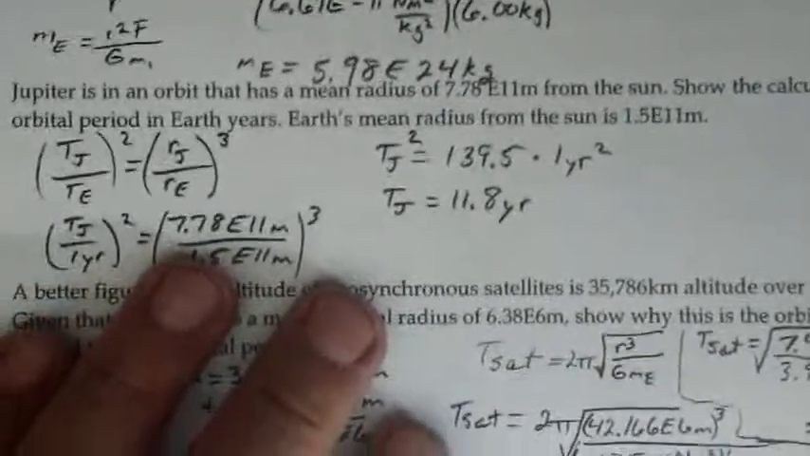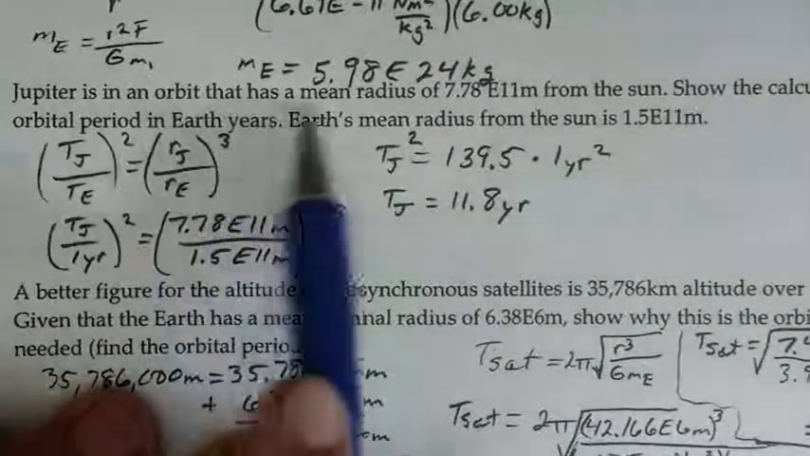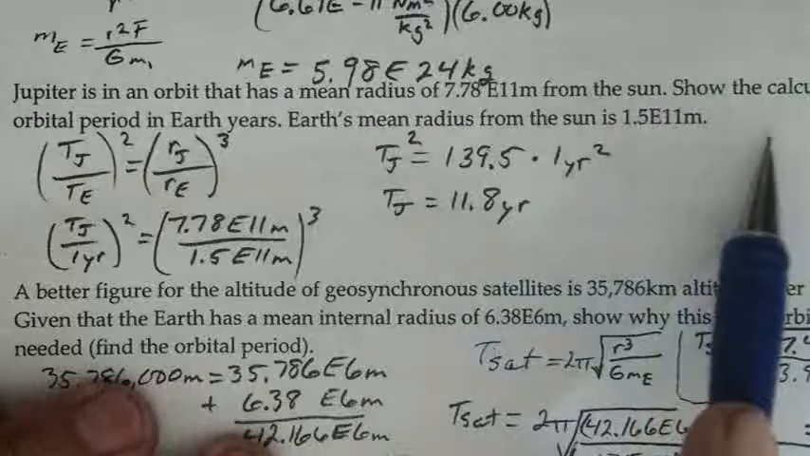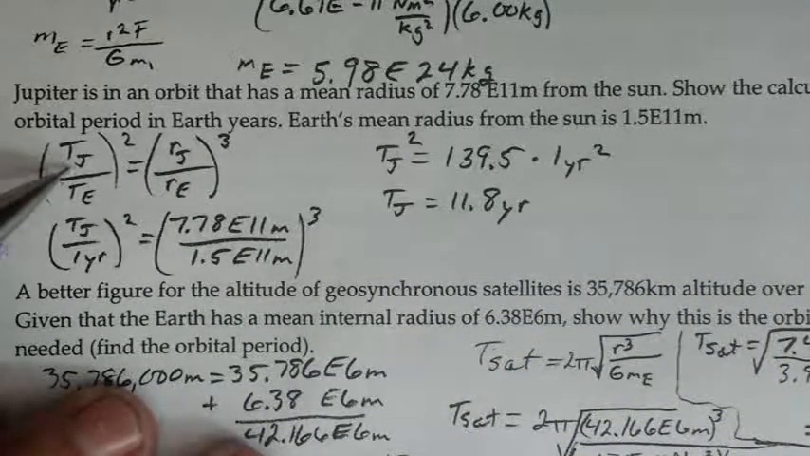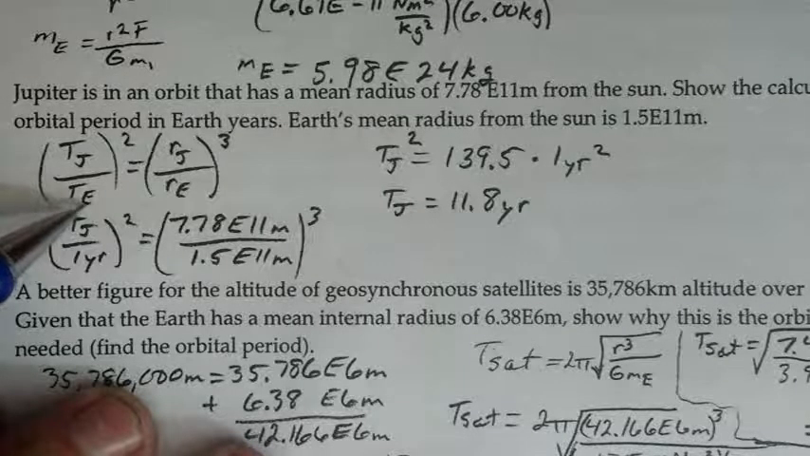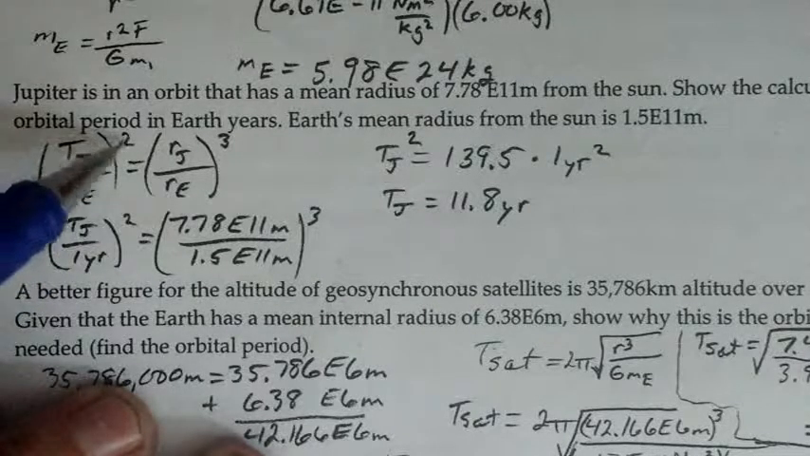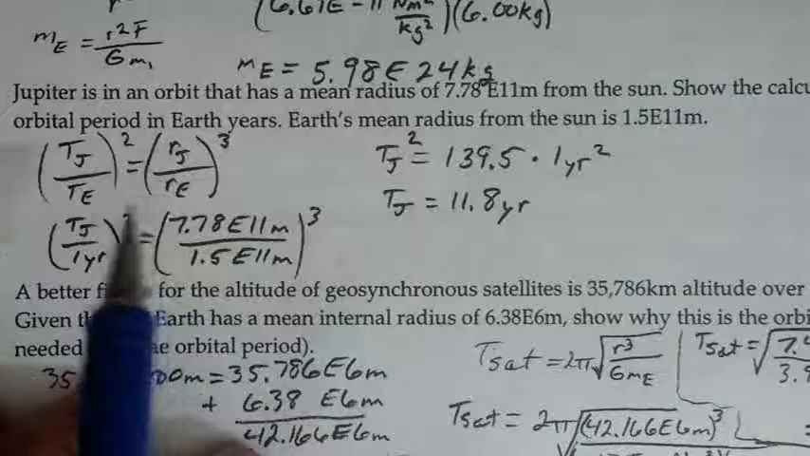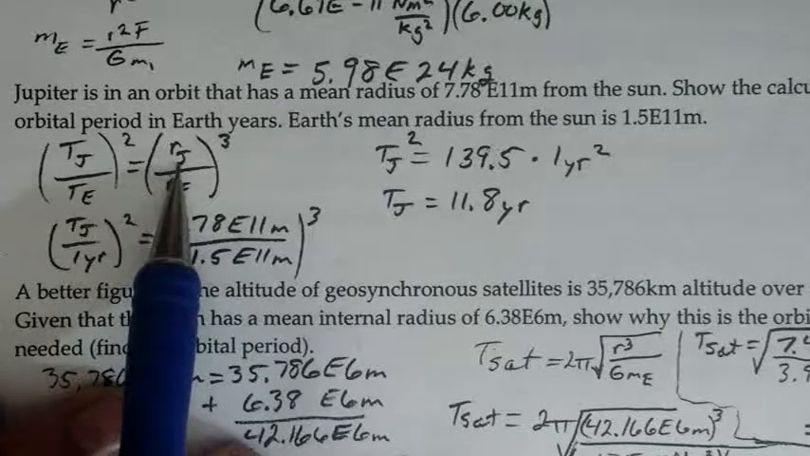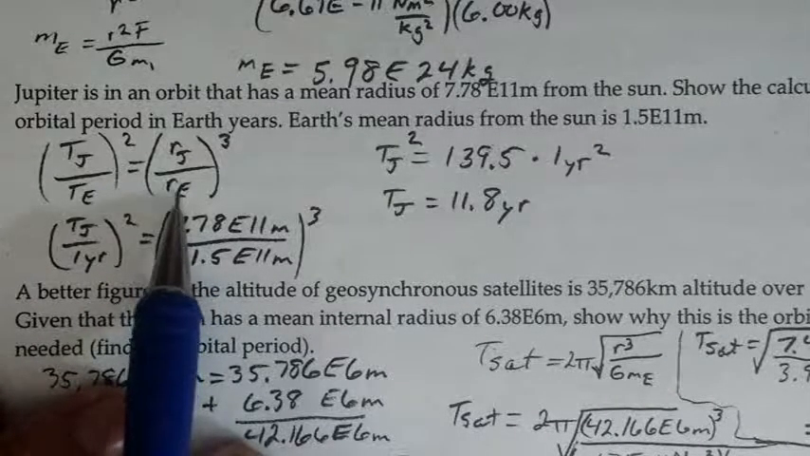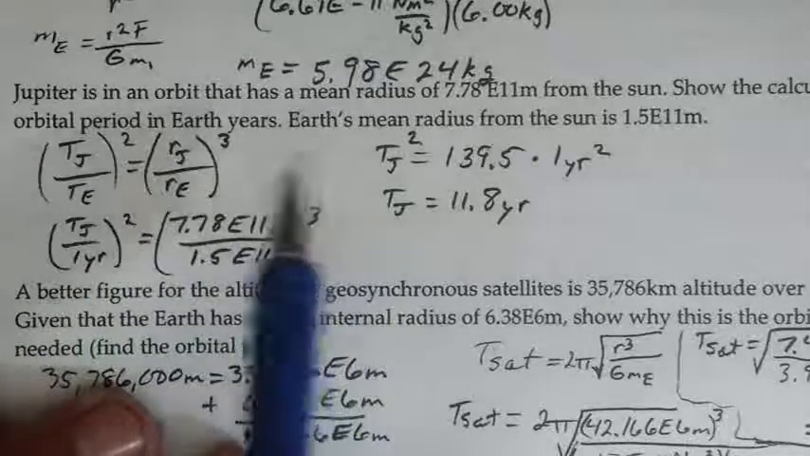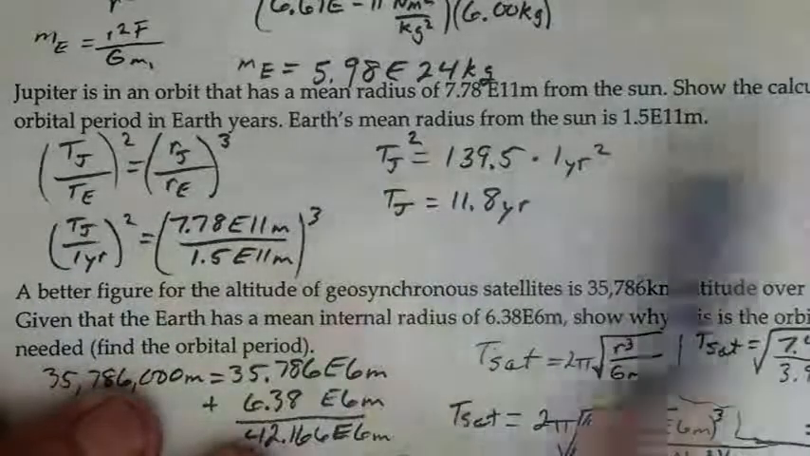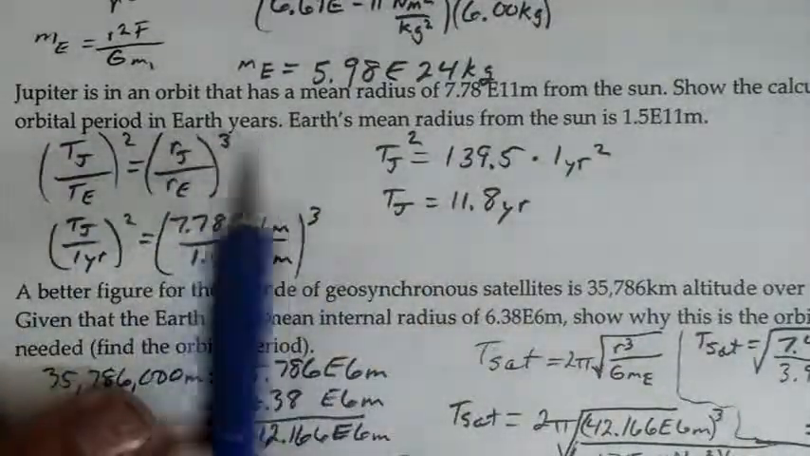Number 2. Jupiter has a mean radius of this much from the Sun. Show the calculation for the orbital period in Earth years. This means the time of orbit for Jupiter over the time of orbit for Earth, all squared, is equal to the radius of Jupiter from the Sun over the radius of Earth from the Sun, divided and cubed. Of course, I don't know the time of Jupiter, that's the point. Show the calculation for its orbital period in Earth years.